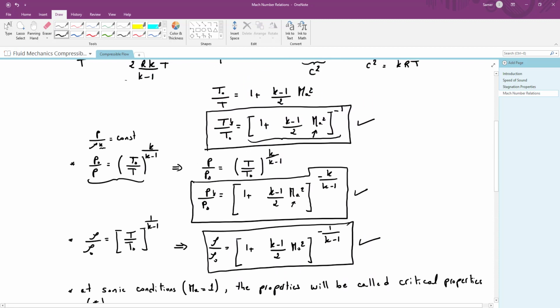Between the square brackets, you can notice that for all the properties we have the same expression, which is 1 plus K minus 1 over 2 times the Mach number squared. However, the main difference is in the power here. For the temperature, we have the power minus 1. For the pressure, we have minus K over K minus 1. And for the density, we have minus 1 over K minus 1.